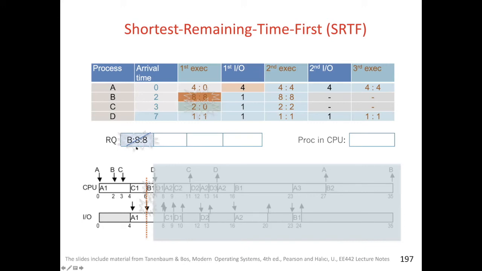In the ready queue, we have only process B, and it is chosen for execution. B starts its first execution.